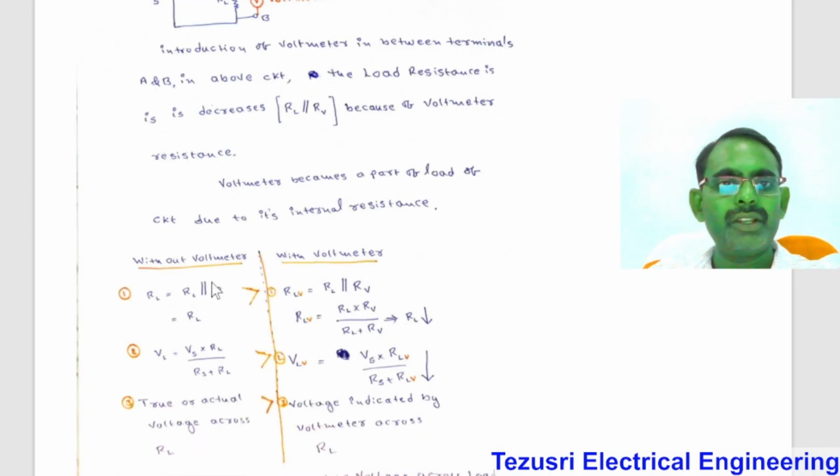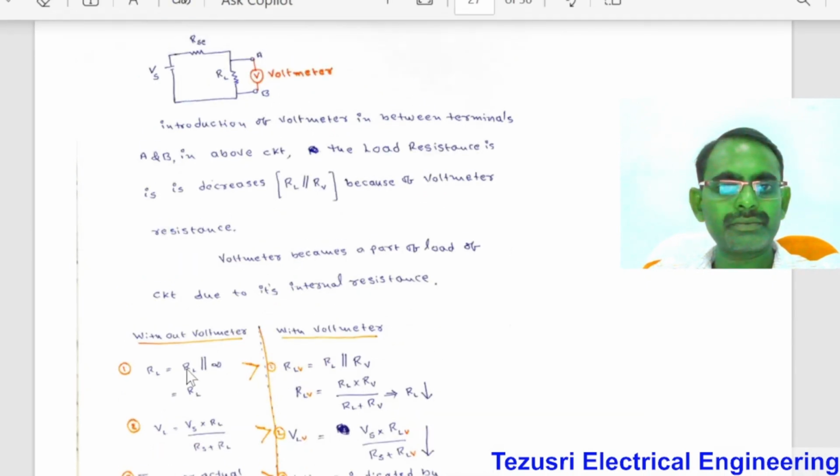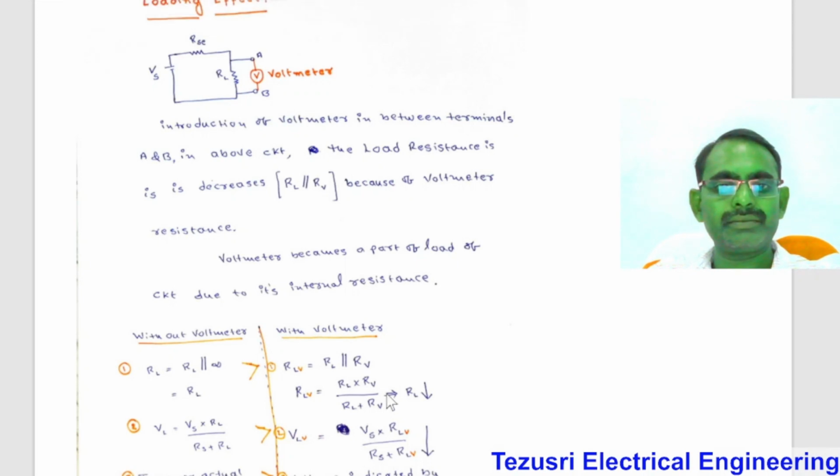As shown here, without the voltmeter, this RL is equal to this RL. Without the voltmeter, it is infinite resistance. Therefore, the true value of the load resistance is equal to RL. If the voltmeter is introduced, then the combination of the voltmeter resistance and the true load resistance are connected in parallel. Therefore, the actual voltage decreases.